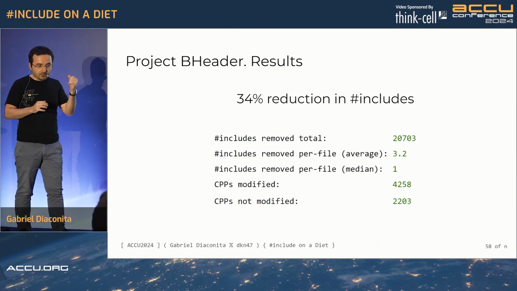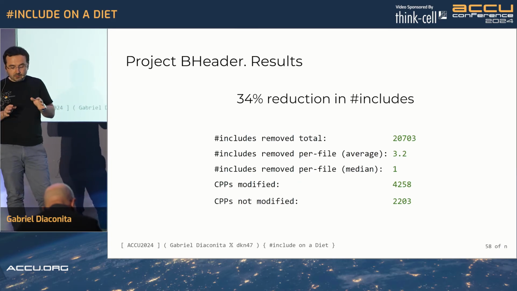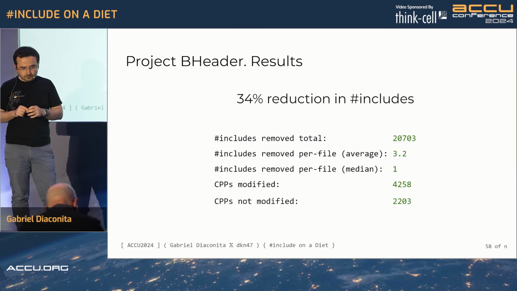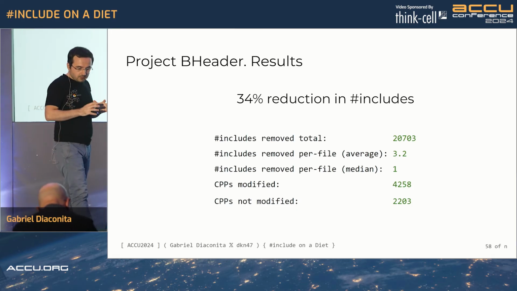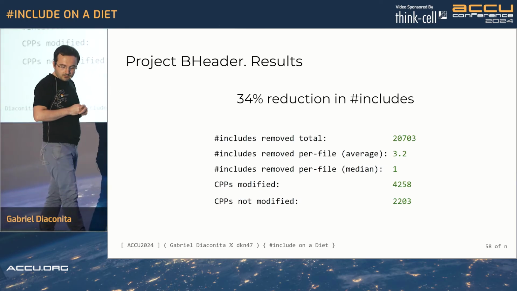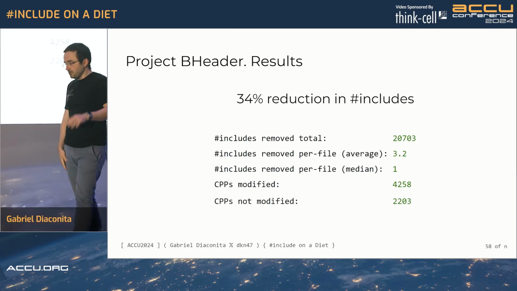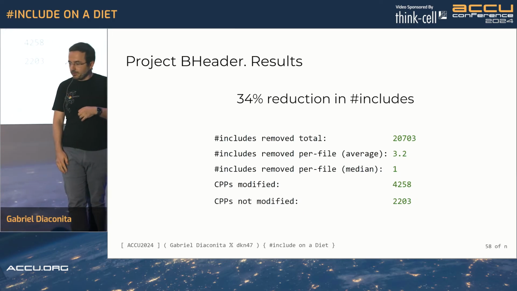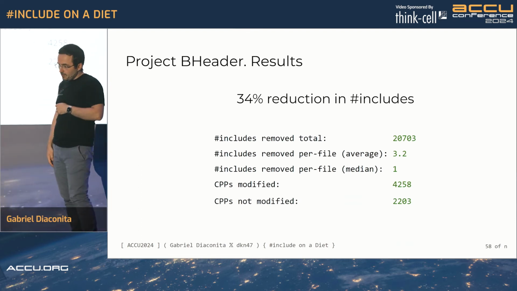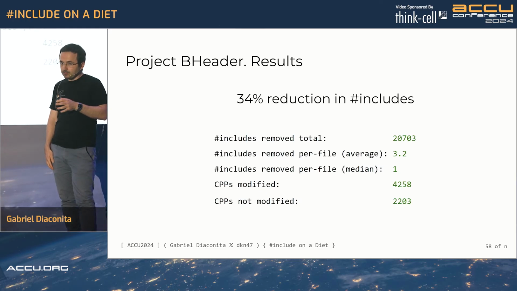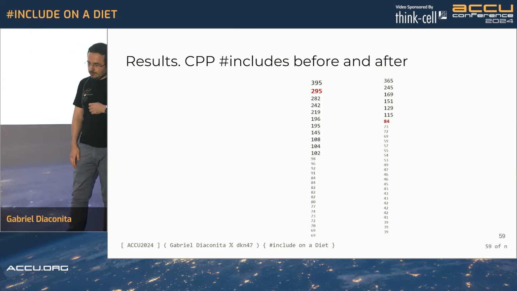20,000 includes were removed. On average, per CPP file, we removed 3 include directives. And we touched 4,000 of our CPP files. Around 2,000 of them were not touched. All the includes were required. So quite a lot of changes were happening here. Certainly a lot more than we were expecting.